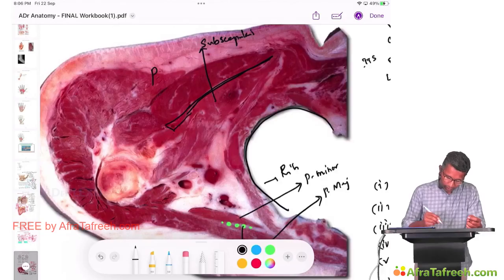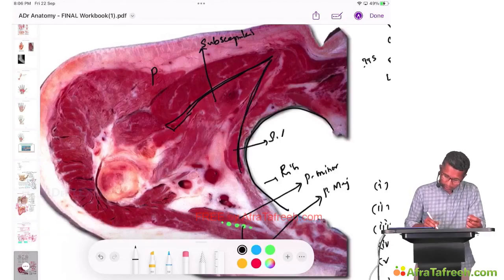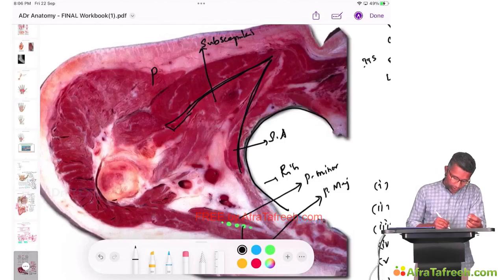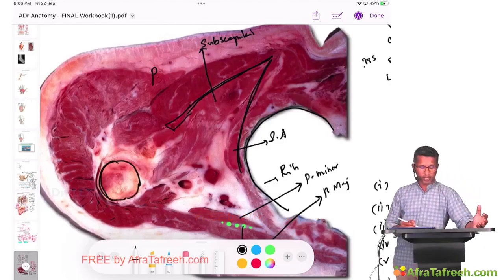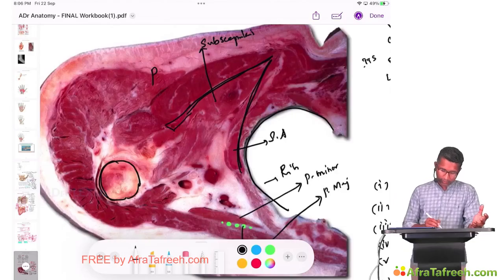And if this is the subscapularis muscle, what is this muscle which is running to the medial border of the scapula, which is here? This is nothing but the serratus anterior muscle. And what you see here is the humerus, which forms the lateral wall of the axilla, and you can see the contents of the axilla here.